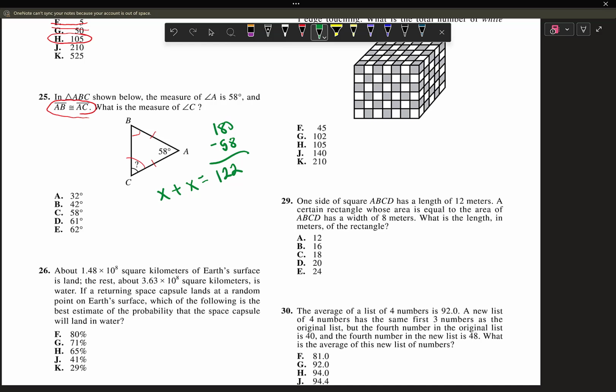So essentially the algebra we're doing here is something plus something equals 122. You can probably do this without setting up the equation, but if we divide both sides by 2, we get 61. So that's the measure of angle B and the angle C, which is what they wanted here.